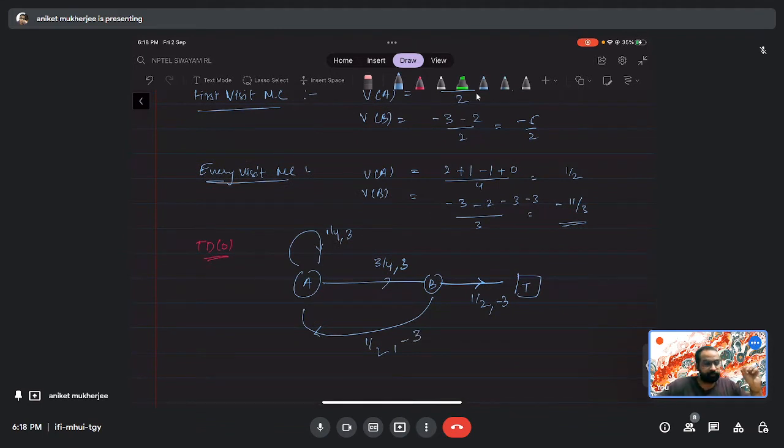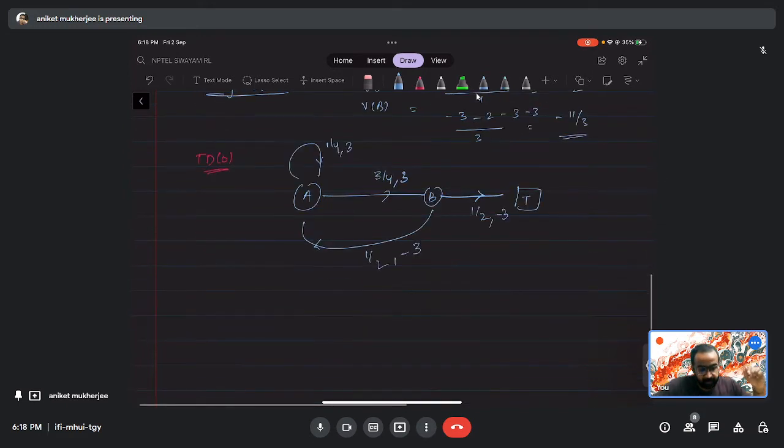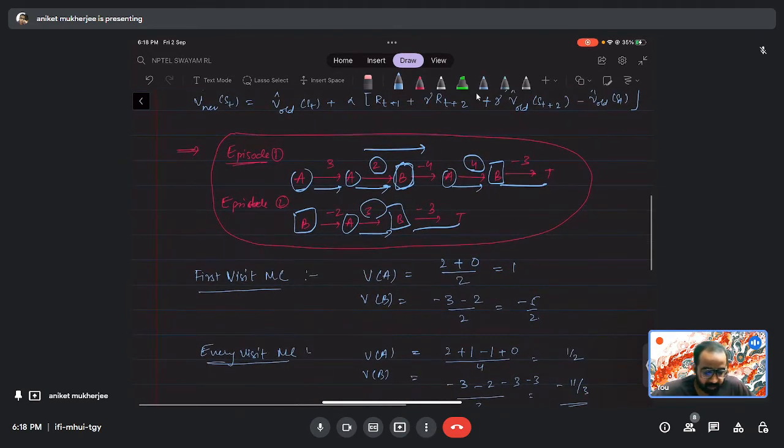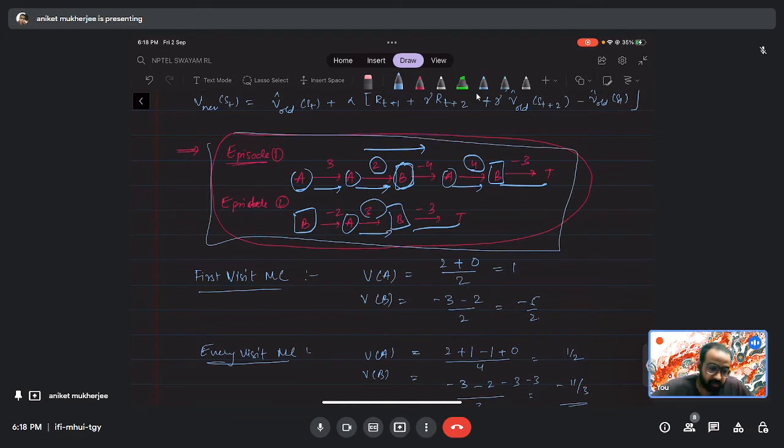Okay, any doubt in how I formulated the MDP? No. What would TD0 give? Okay, this MDP is generated using Monte Carlo, right? This MDP is generated given these 2 episodes. So now TD also does something similar, right?